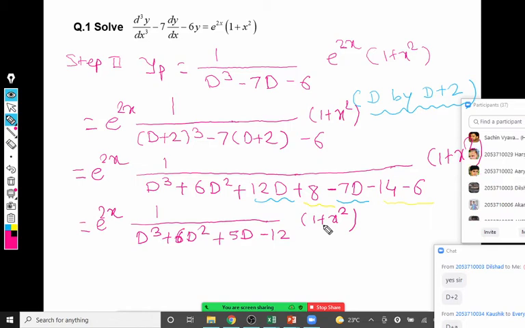Sir, minus 12 common. Very good. Yes. Okay. So the lowest degree term is minus 12. This minus 12, the lowest degree term, should be taken common so that it is converted into 1 upon 1 plus t or 1 upon 1 minus t form.